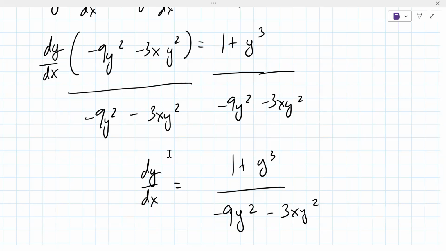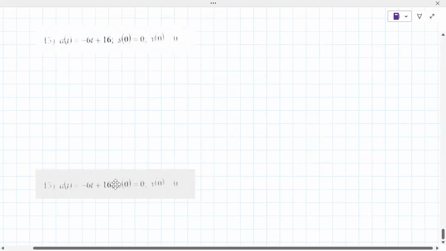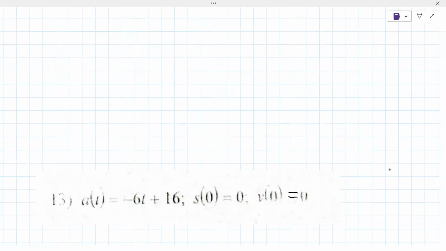You want another implicit derivative, maybe to try on your own, something a little easier. Do we actually go back and do number 13? Sure. All right, is that v of 0 equals 0? Yeah, I don't know why the printing was so bad. That's okay. I just want to make sure.